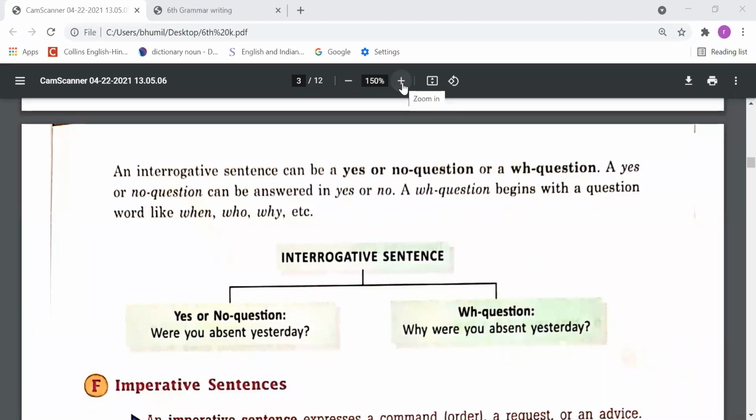Suppose I ask, where do you go to school? You can't respond in yes or no. You need to tell me the place name. Or suppose I ask, what do you play? What you play, you have to let me know, right? So there are two types of interrogative sentence: yes or no questions, in which we can reply in yes or no, and WH questions, in which we can't reply in yes or no.